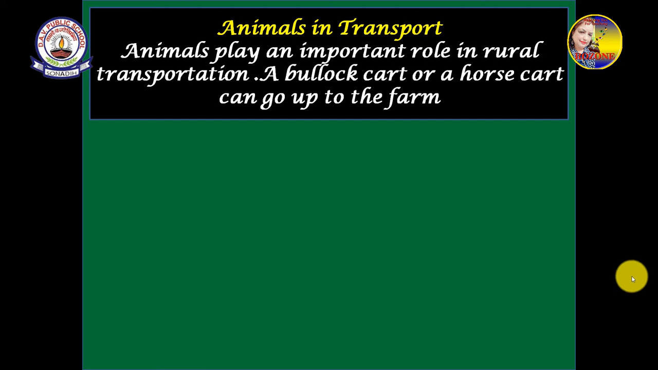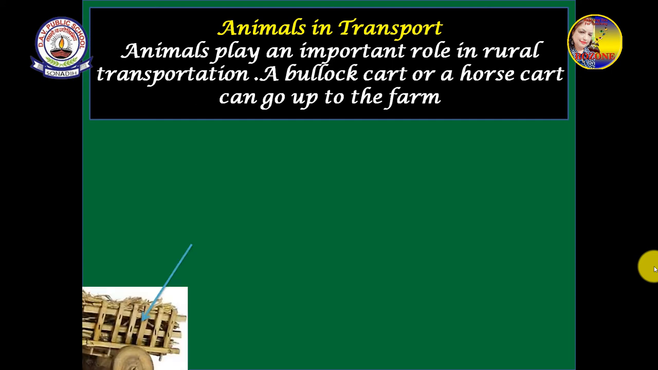Animals play an important role in rural transportation. A bullock cart or a horse cart can go up to the farm. You see, any type of rural transportation should be ready, or such a facility should be there, so that it can reach the farm in order to get all the farm goods to sell in the market, in the nearby towns and cities.